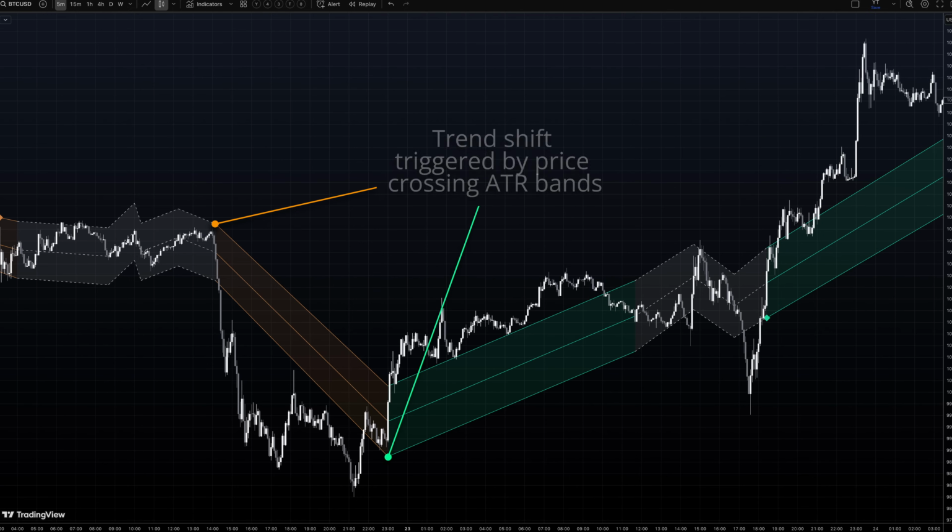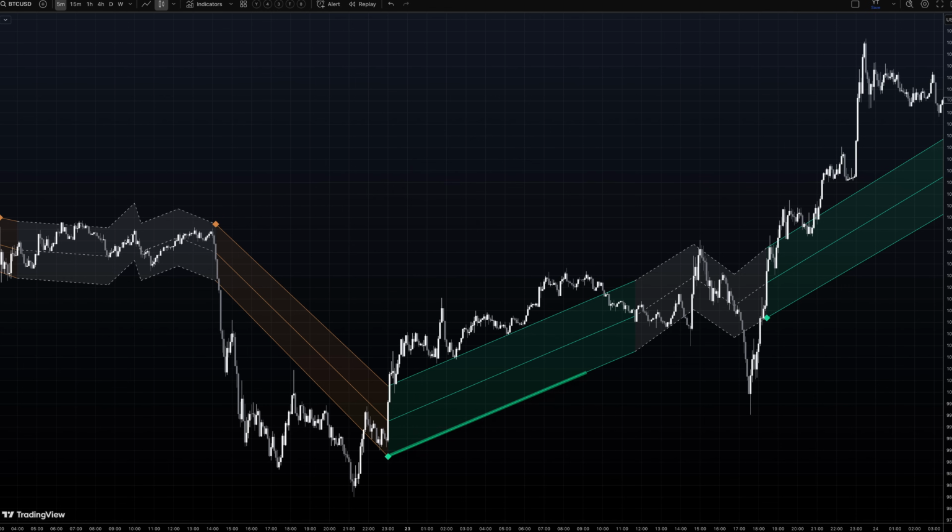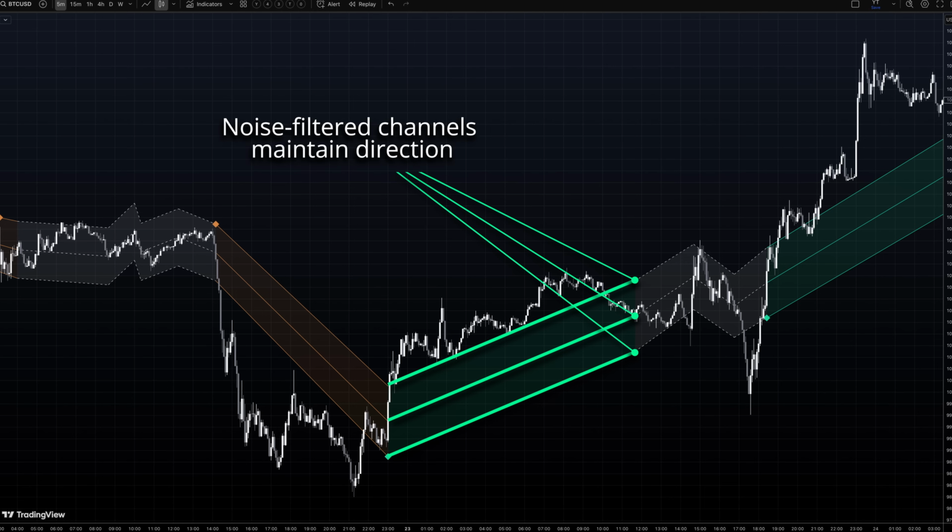The indicator operates by detecting trend shifts when price crosses above or below ATR-adjusted boundaries around a moving average. Once a trend is established, it draws three parallel lines representing the middle trend line and upper-lower channel boundaries. These channels use smoothed values over 20 periods to reduce noise while maintaining trend direction accuracy.